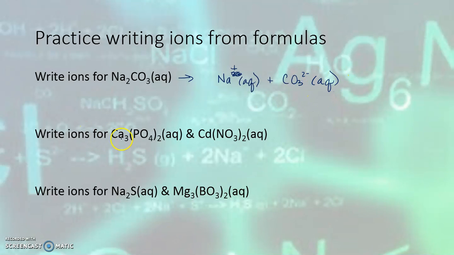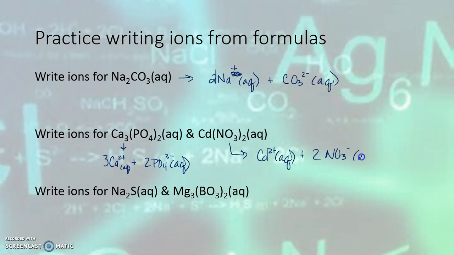What are the ions for calcium phosphate? That breaks down into 3 calcium ions, let's balance them out, 3 calcium ions, aqueous, and 2 phosphate ions, aqueous. Cadmium nitrate breaks down into 1 cadmium +2, aqueous, and 2 nitrate ions, which are also aqueous. Getting the hang of this, huh? Na2S breaks down into 2 sodium ions, aqueous, and 1 sulfide ion, aqueous.